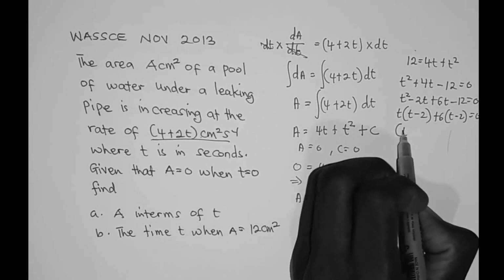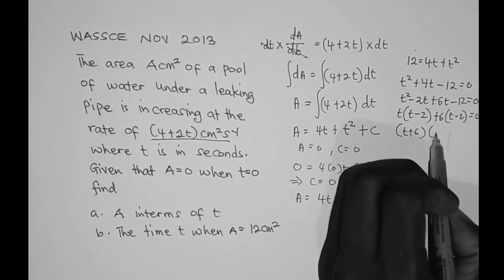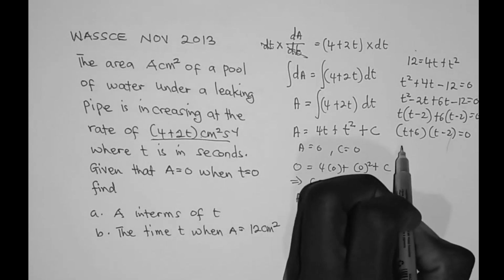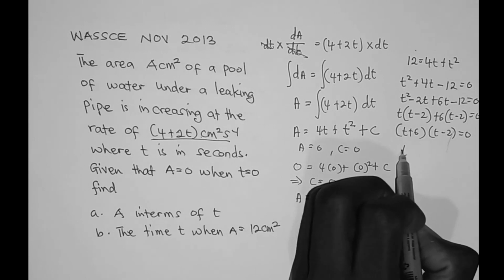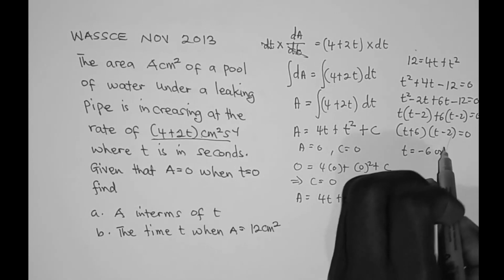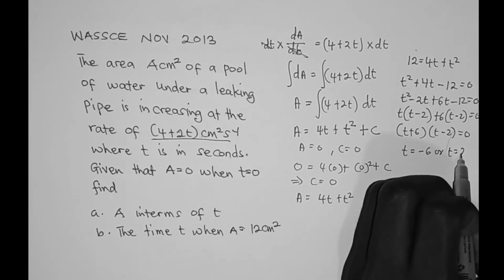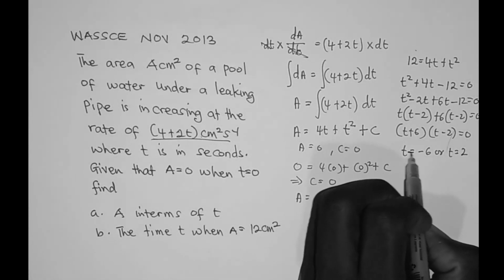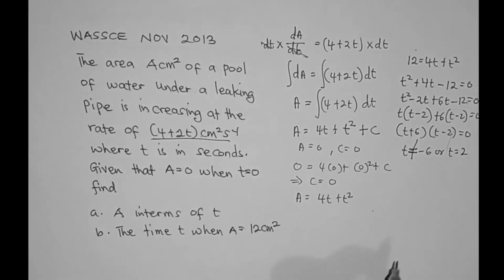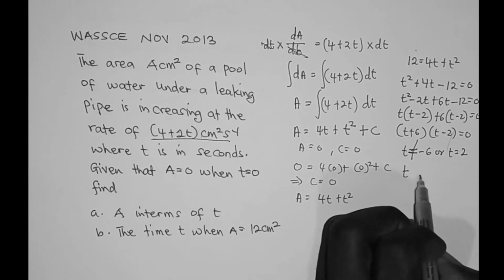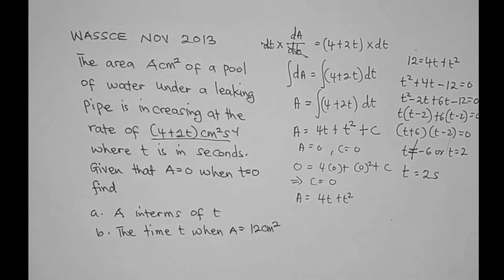So in one bracket, we have t plus 6. And in another bracket, we have t minus 2 equals 0. So t is equal to minus 6, or t is equal to 2. However, since the time cannot be negative, it implies that t can never be minus 6. And therefore, the time taken is t equals 2 seconds.